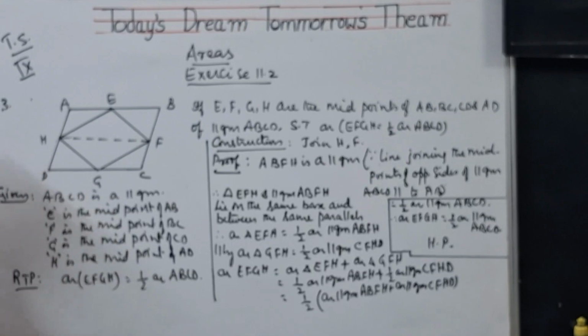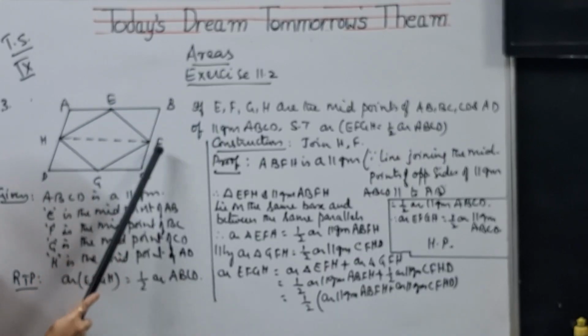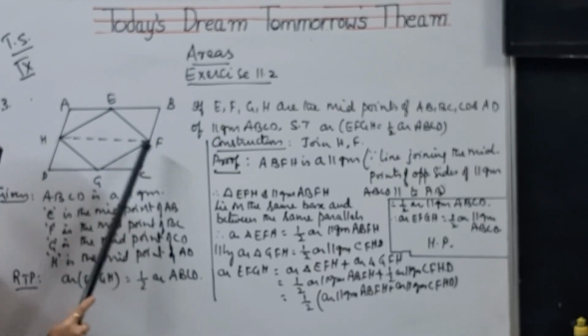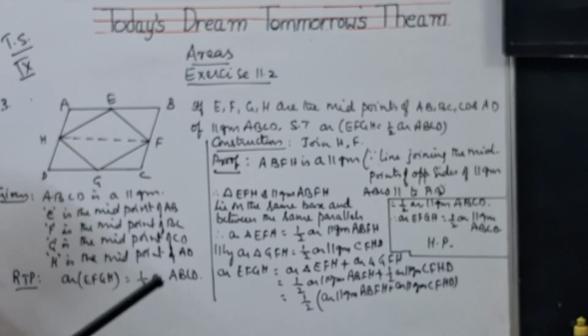Once again, I'll explain. ABCD is a parallelogram given. E, F, G, H are the midpoints of AB, BC, CD, and AD. You need to prove that area of EFGH is equal to half area of ABCD. So for this there is a construction, you have to join FH. Because you have joined FH, you are getting ABFH as a parallelogram because the line joining the midpoints of two opposite sides of a parallelogram will make AB parallel to FH.